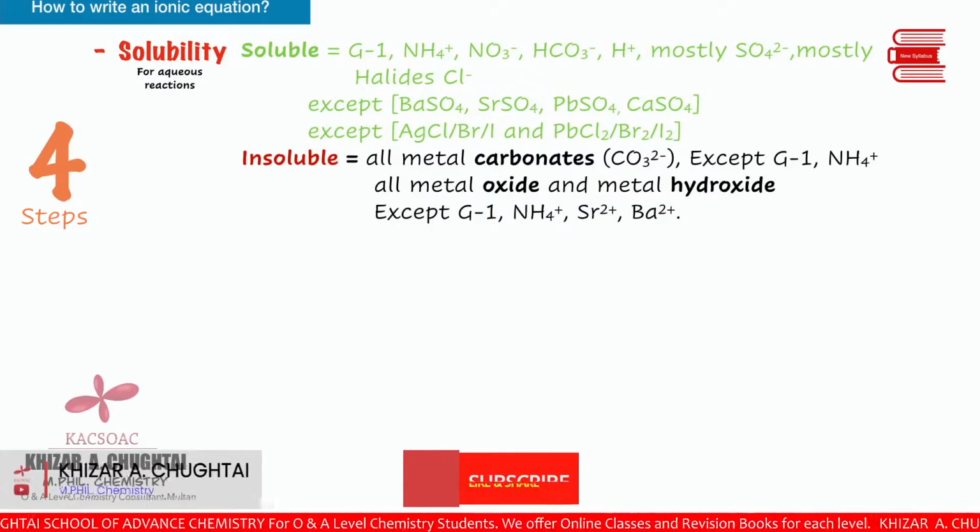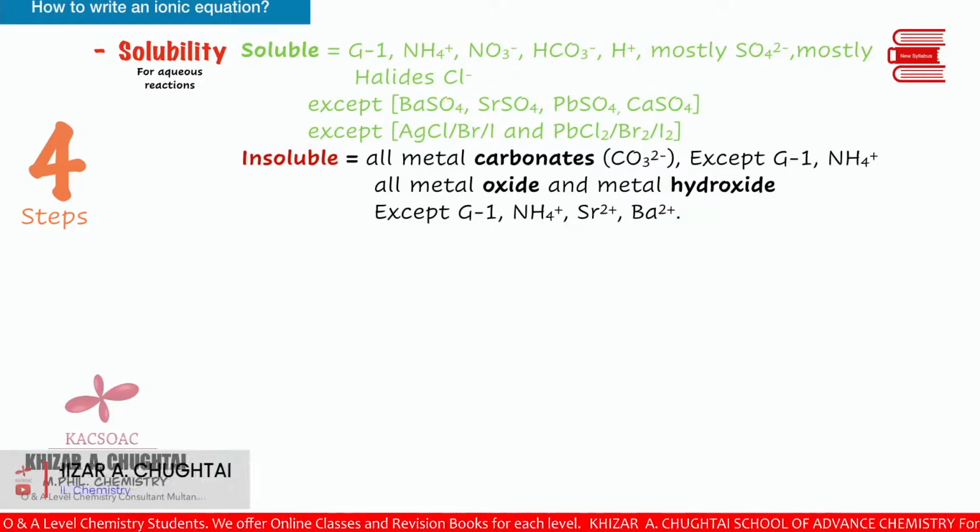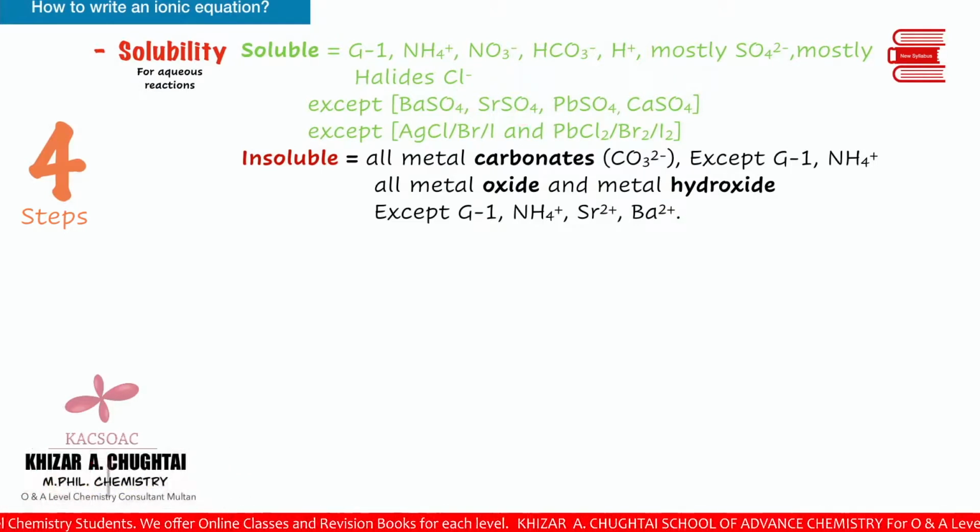Now come towards the exceptions. Barium sulfate, strontium sulfate, lead sulfate and calcium sulfate. So barium sulfate is insoluble, strontium sulfate is insoluble, lead sulfate is insoluble, and calcium sulfate is said to be sparingly soluble or less soluble. These sulfates, barium sulfate, strontium sulfate and lead sulfate are said to be insoluble compounds. Calcium sulfate is said to be a less soluble compound.